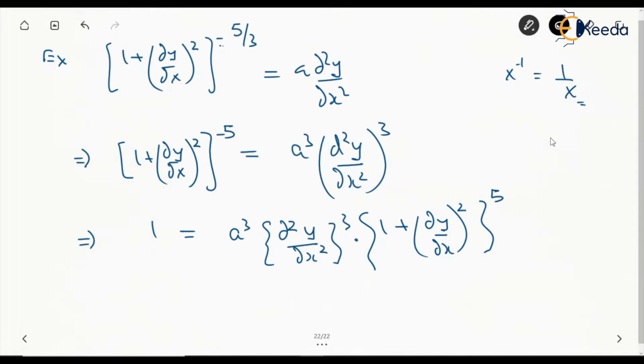Now we can see the highest order derivative we have is this one, which is the second order derivative. So the order is going to be 2. We don't have anything higher than this. And no matter what power you bring here, like 5, 6, 7, 8, 9, anything, this dy by dx cannot change the degree of this d2y by dx square, which is third degree. So the degree is third.